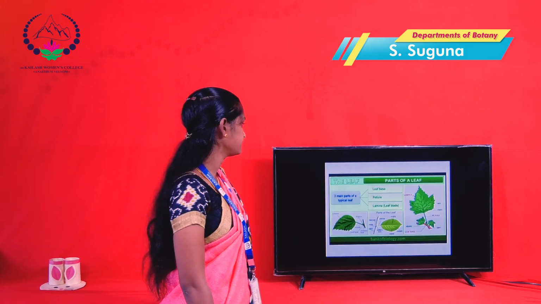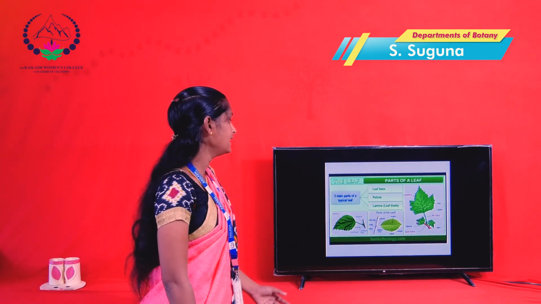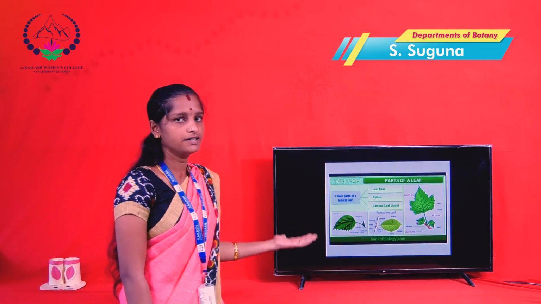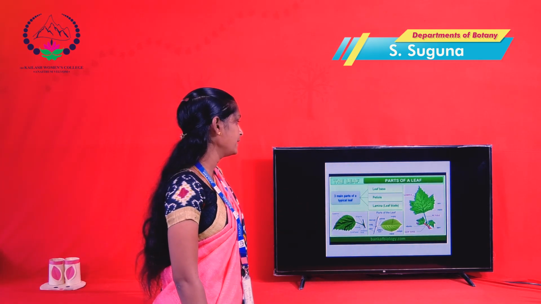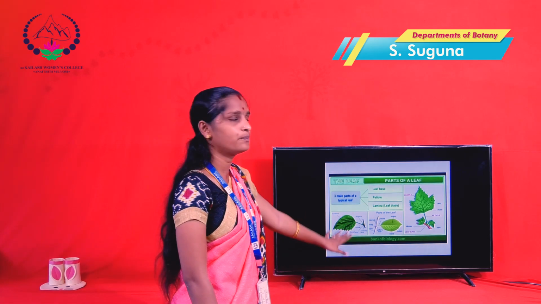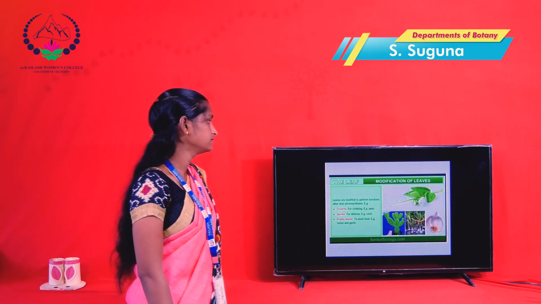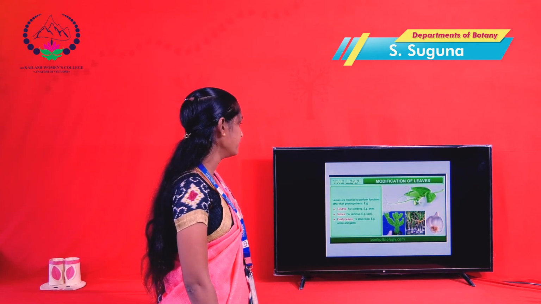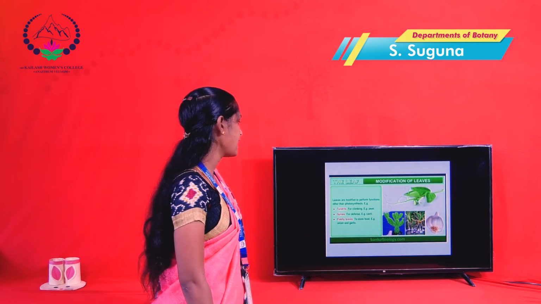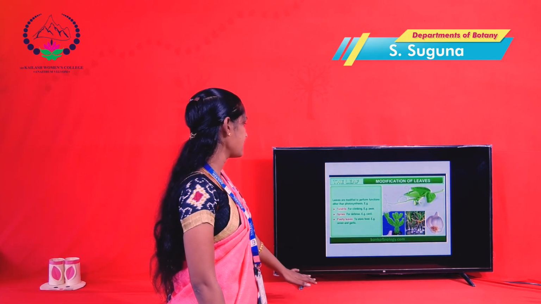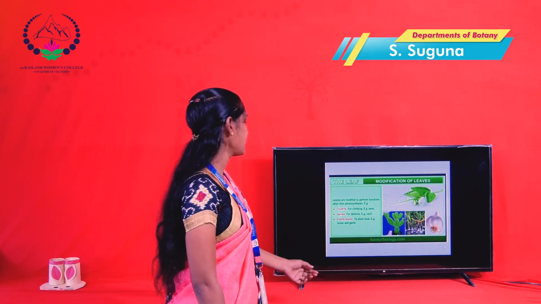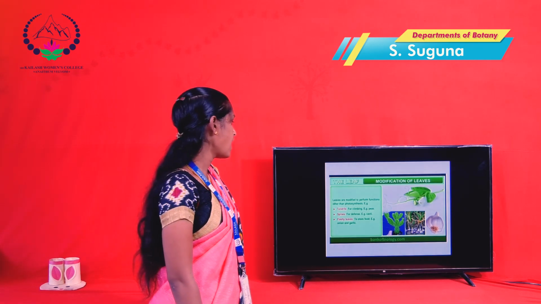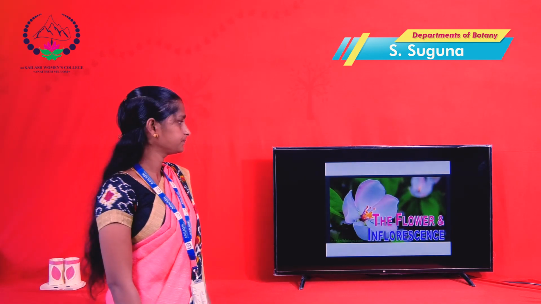Next one is parts of the leaf. The leaf is divided into three parts. First one is leaf base, second one is petiole, third one is lamina. Lamina is also known as leaf blade. And next one is modification of leaves. Leaves are modified into tendrils, spines and fleshy leaves. Tendrils, example: climbing plants; spines, example: cactus. Fleshy leaves store food, example: onion and garlic.